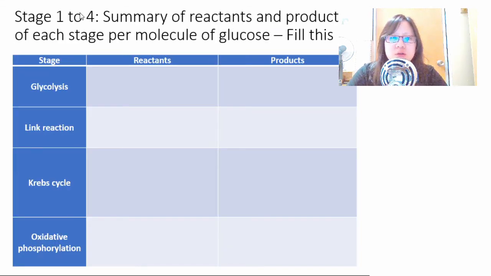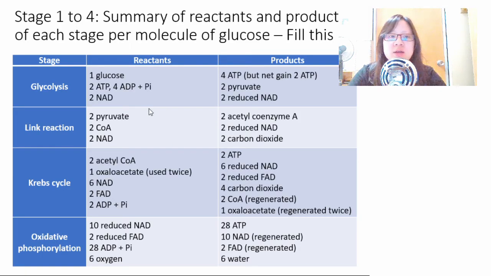Now, the next table is a summary of reactants and products of each stage per molecule of glucose, and here are the answers. In the exam, I guess the most important parts are not the NAD that gets reduced, but really the glucose and how it forms pyruvate, and how many ATP are formed in each stage. So I hope you got that right.